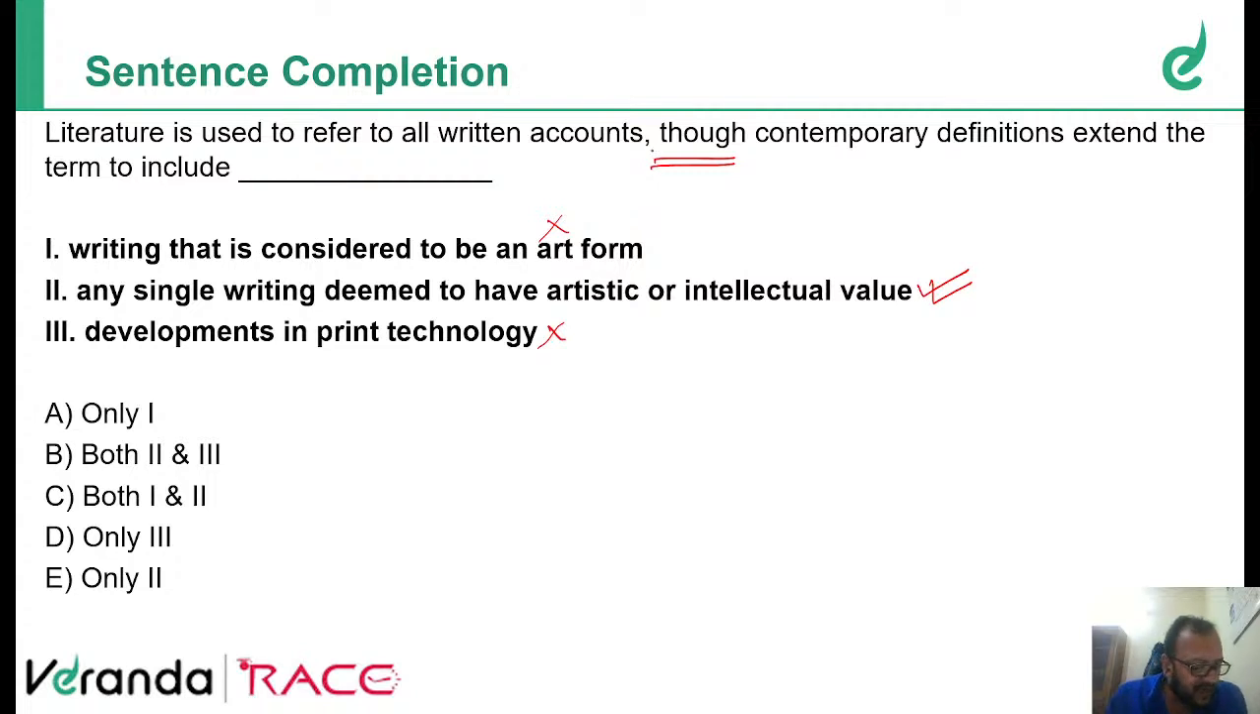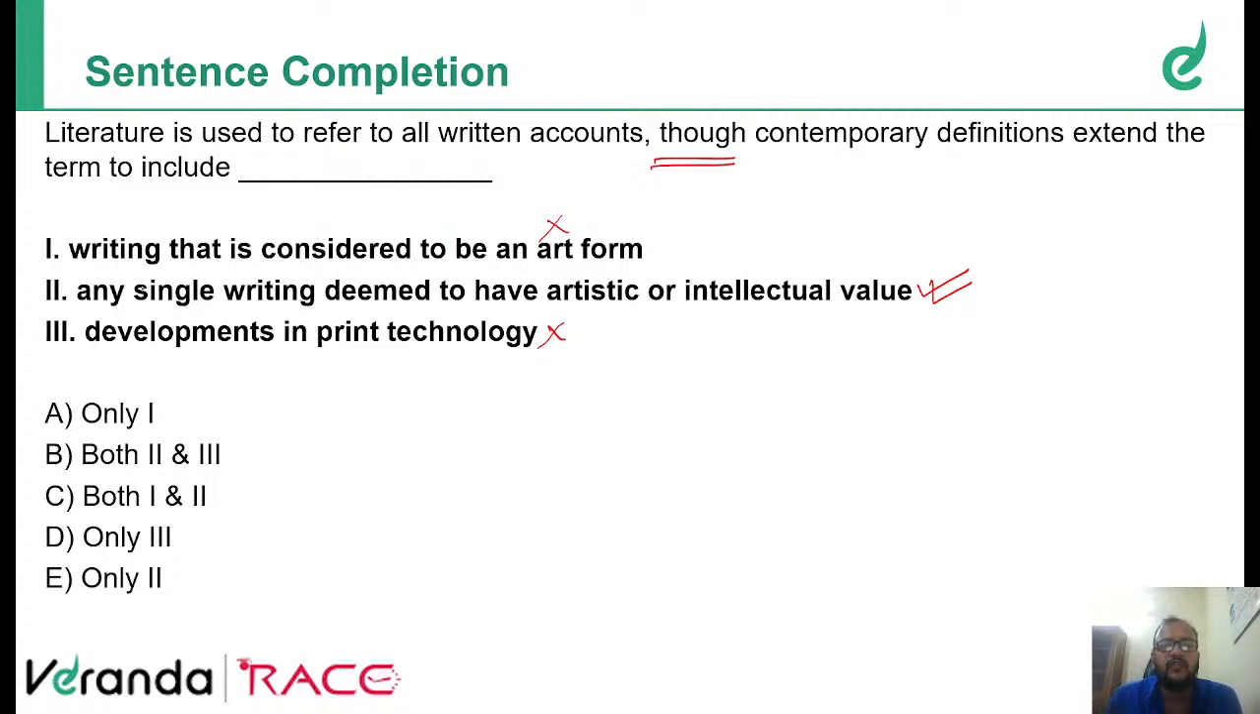Only one, you say. Why? So developments in print technology is not the correct answer. Writing that is considered to be an art form. So though contemporary definitions extend the term to include any single writing deemed to have artistic or intellectual value. So anything that is written form is considered to be literature. Though contemporary definitions extend the term to include any single writing deemed to have an artistic or intellectual value. So 1 and 2, let us check 1 also.